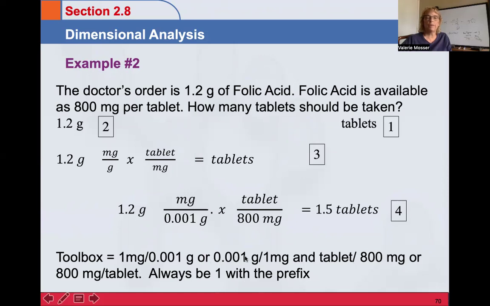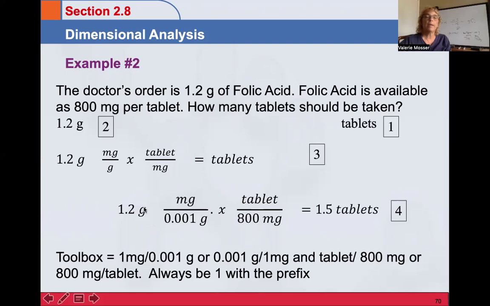It's always good to write your conversion factors out both ways so that when you go back up here, you can decide, is it milligram over 0.001 grams or 0.001 grams over milligram. You have to decide where the numbers are going to go. In this case, since the milligrams are on the top, the 0.001 grams go on the bottom. And since tablets are on the top, the 800 milligrams go on the bottom.